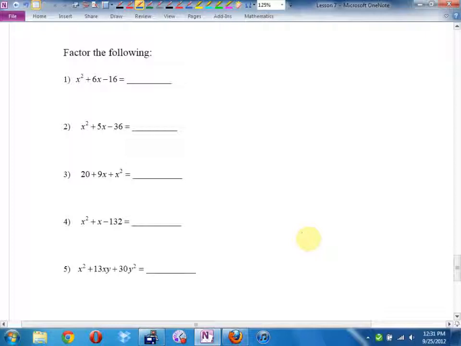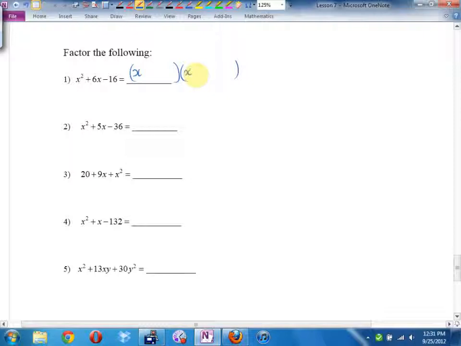I'm looking for two numbers that multiply to negative 16 and add to positive 6. What multiplies to negative 16? 1 and 16? No. 4 and 4. 8 and 2? Oh, that'll work. So let's set up our brackets. We know there's an X in the front.